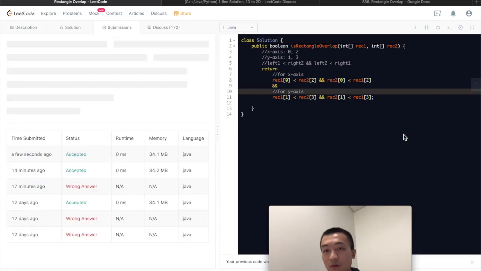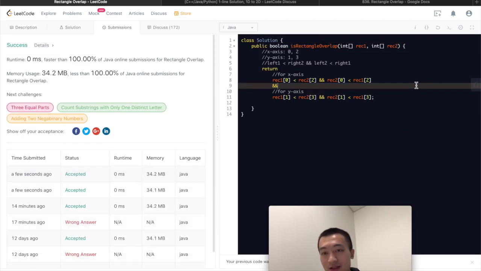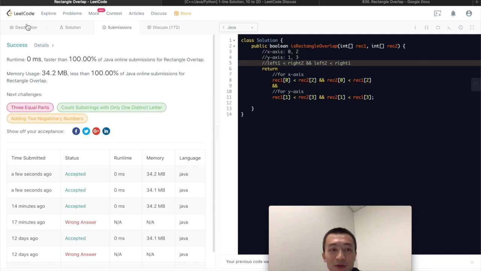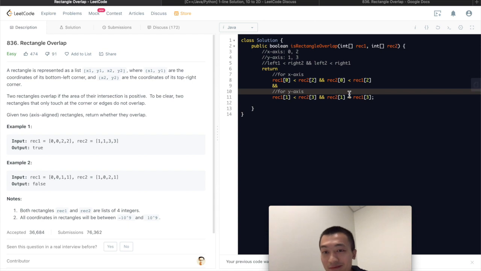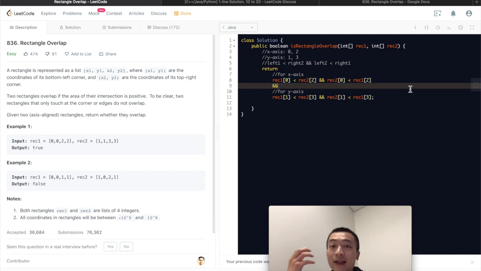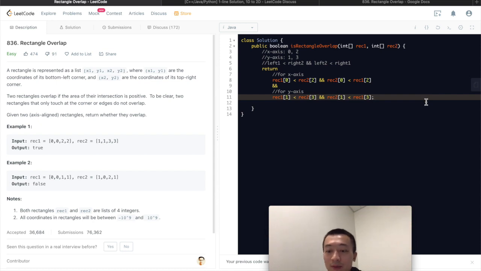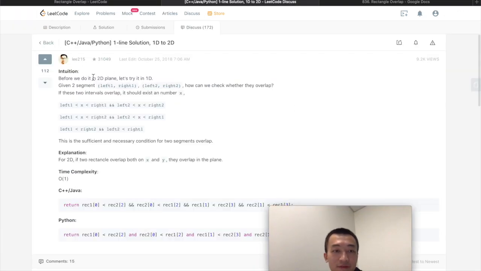This is just O(1) time and O(1) space. There are no complex data structures involved. That's why it's 100%. I believe everybody who submits a solution this way is going to be 100% because it's really fast. There's no extra space needed, no fancy complex data structures needed, as long as you can understand the logic, the reasoning behind it. A big shout out to Lee215, super user.